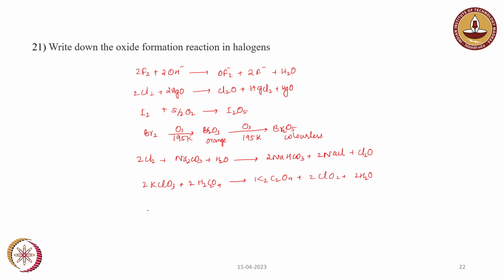Then 2 NaClO3 reacting with SO2 and H2SO4 will give 2 NaHSO4 plus 2 ClO2. And the reaction is ClO2F plus HClO4 will give Cl2O6 plus HF.